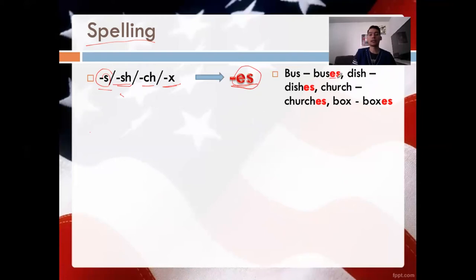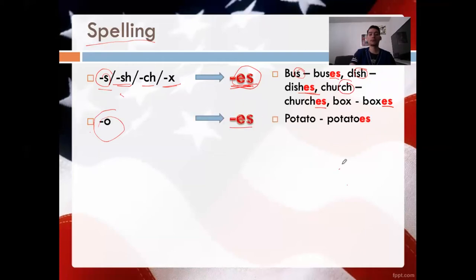Bus, buses. Dish, dishes. Ends in SH, okay? Dishes. Church, ends in CH, churches. Box, boxes. Tá ok, pessoal? Entenderam aí? Então, quando o substantivo terminar em S, SH, CH ou X, para fazer o plural, nós iremos acrescentar ES. Next. O. When the word ends in O, quando a palavra terminar em O, nós iremos acrescentar também o quê? ES.